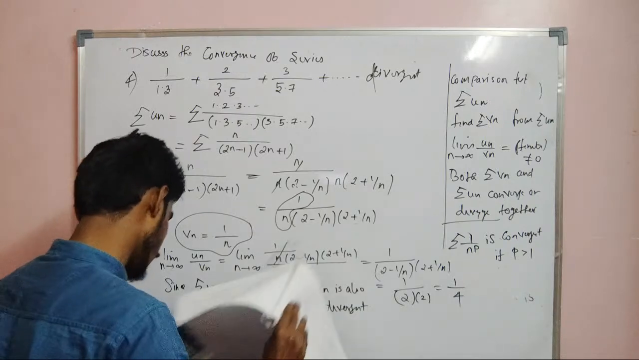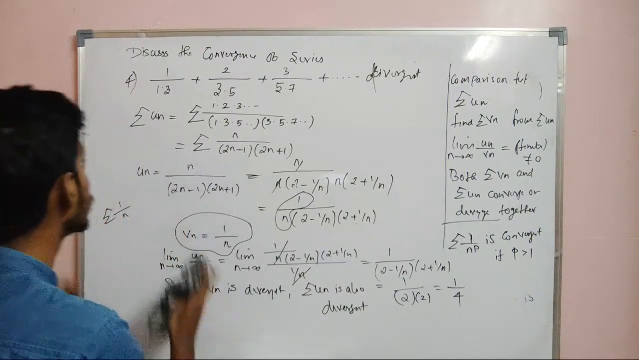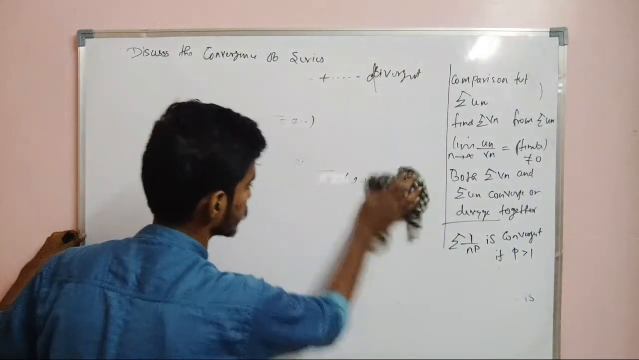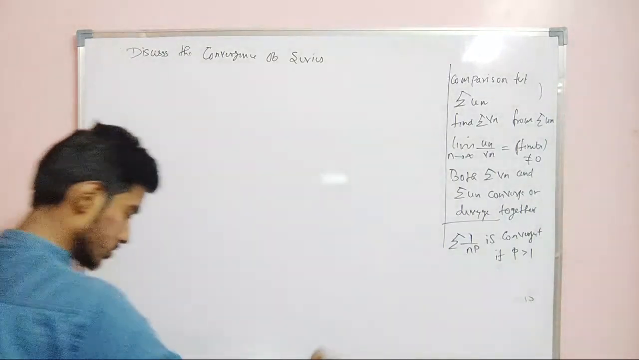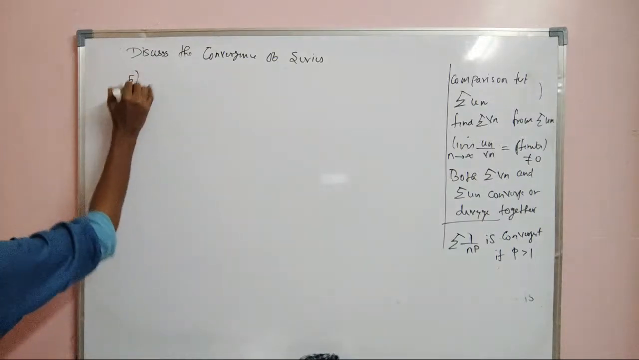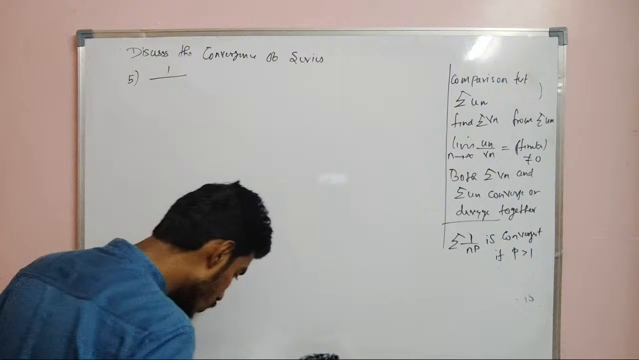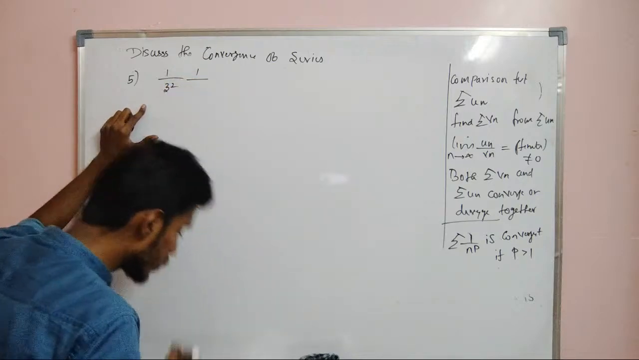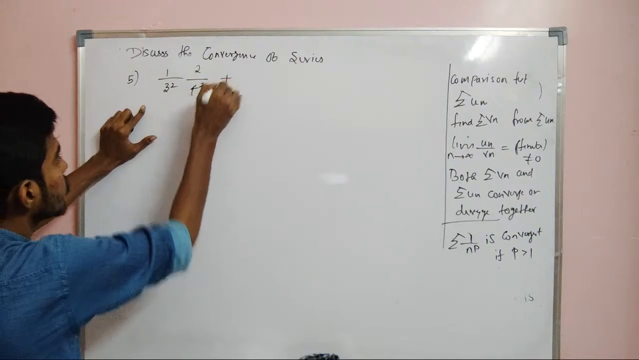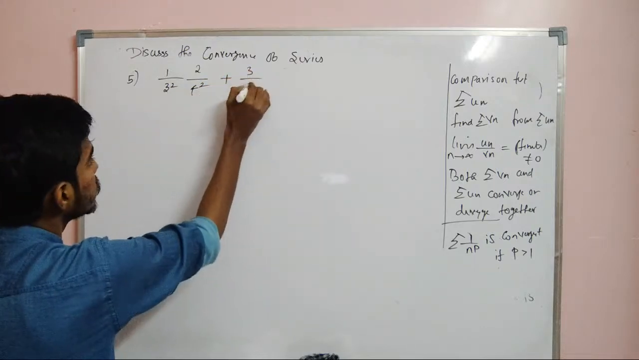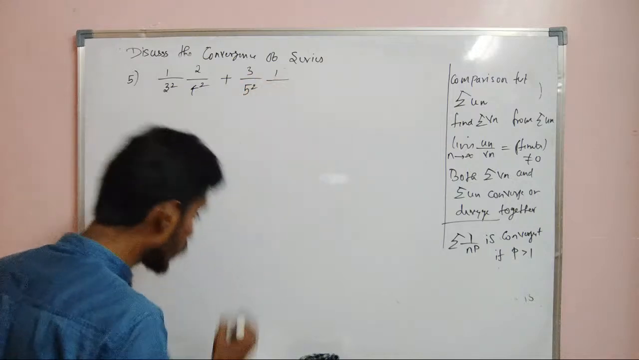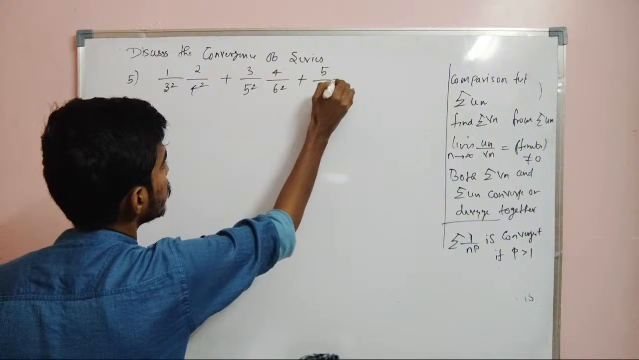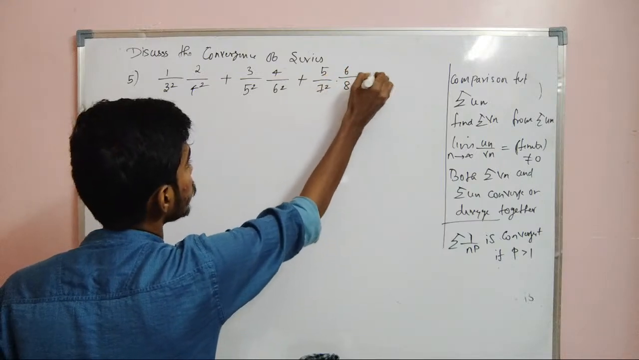Let me give you one more problem. The fifth problem is 1 by 3 square into 2 by 4 square plus 3 by 5 square into 4 by 6 square plus 5 by 7 square into 6 by 8 square and so on.